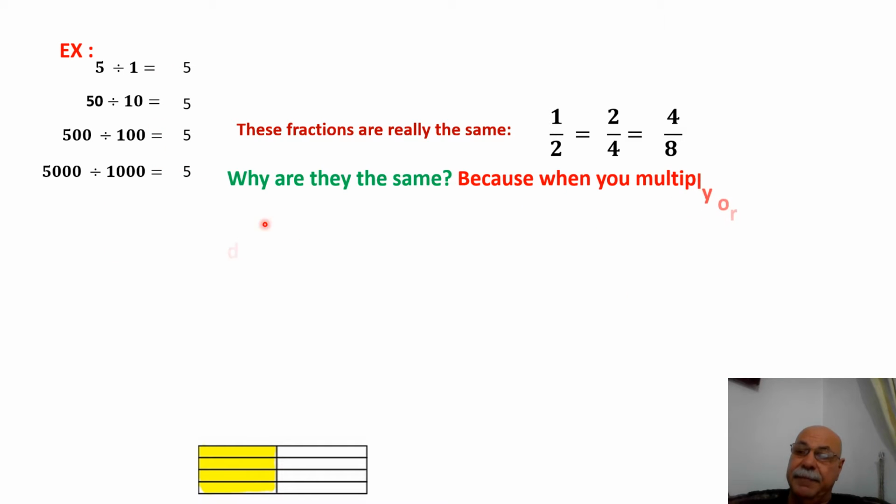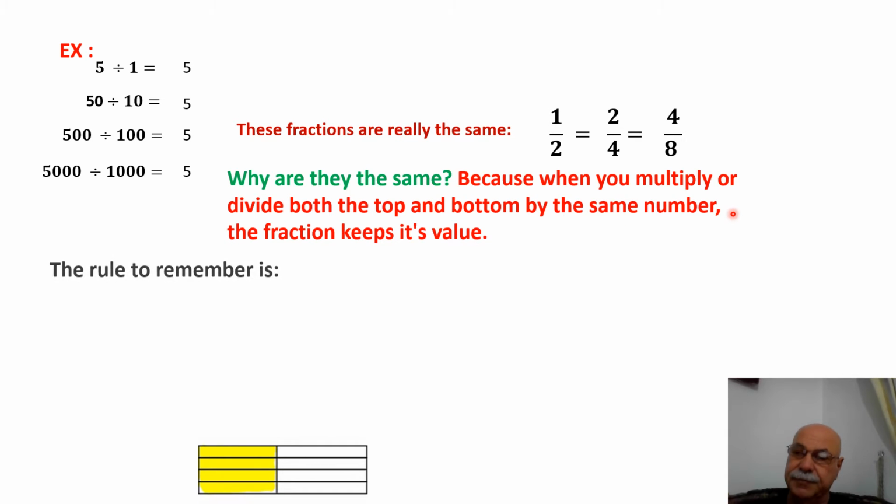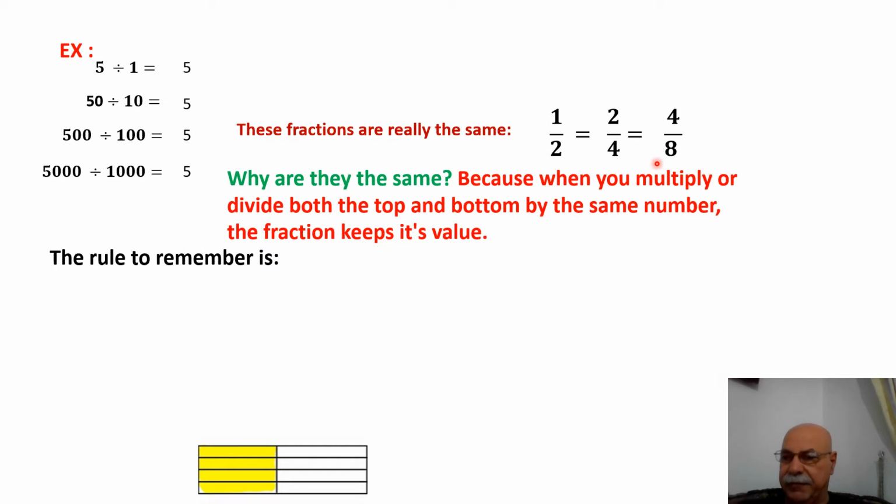Why the same? Because when we multiply or divide both the top and the bottom by the same number, the fraction keeps its value. When you multiply by 2 for each, that's why it gives me the same answer.